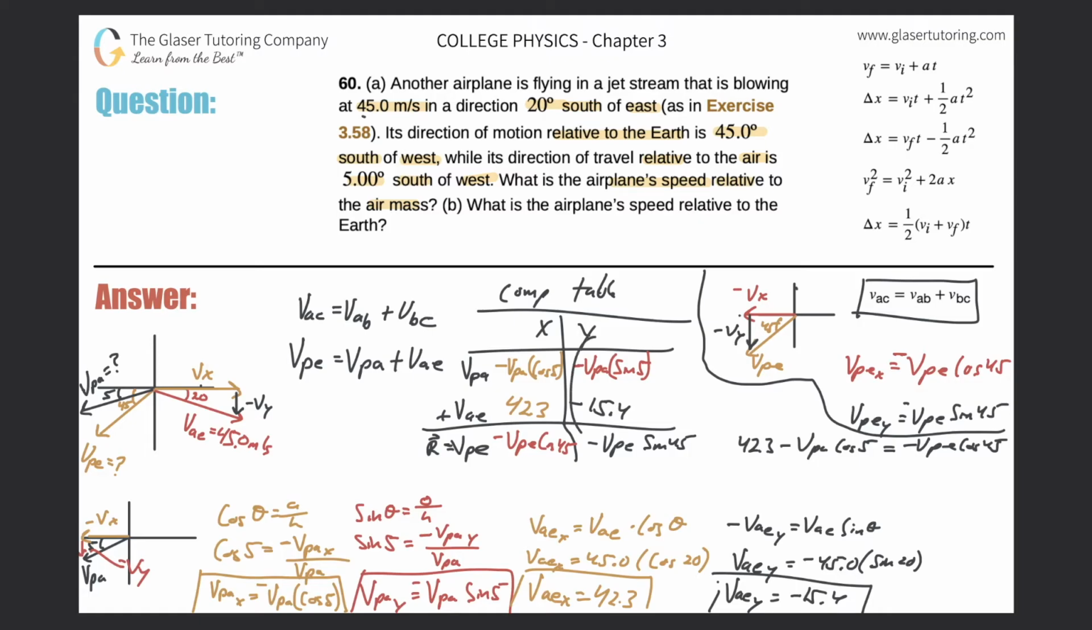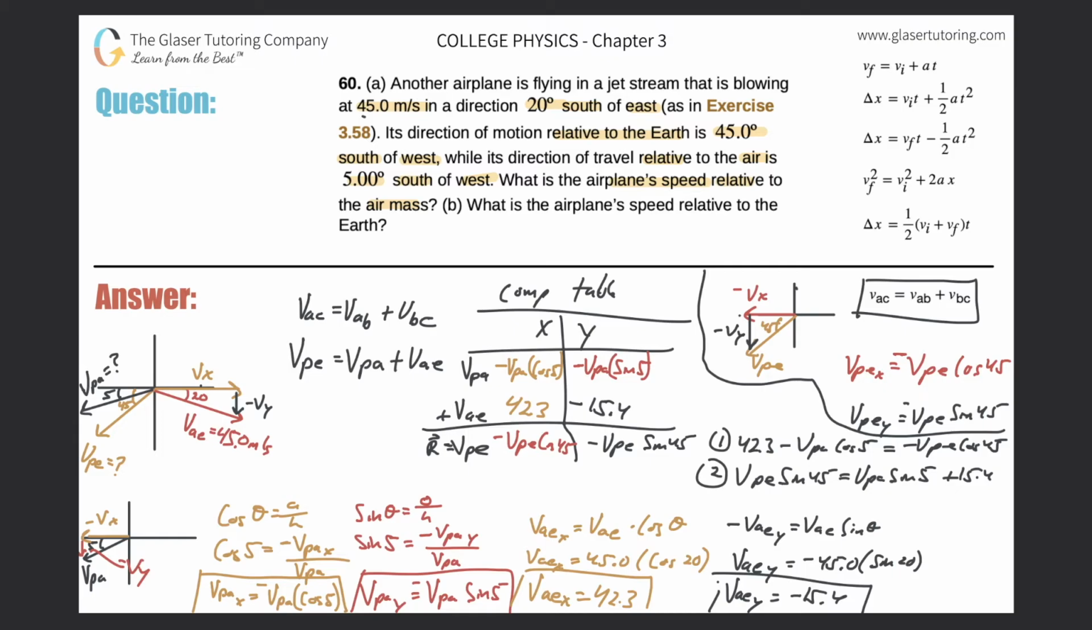The second equation is this. So this is equation 1, and let's call this equation 2. Notice how they're all negative, so I'm just going to make them all positive, either by flipping them to the other side or multiplying the whole thing by -1. Either way, it doesn't matter. So this is going to be VPE sine of 45 equals VPA sine of 5 plus 15.4. Great, so we're really close.